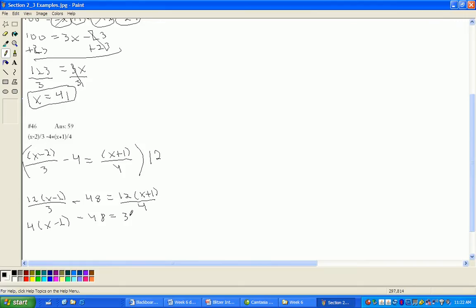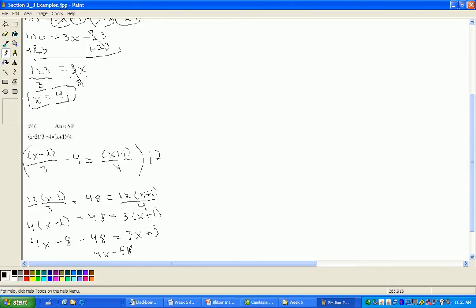Now we'll go ahead and distribute. We get 4x minus 8 minus 48 is equal to 3x plus 3. Now we go ahead and clean the left side up. That's going to be negative 8 minus 48 gives us a negative 56. We get 4x minus 56, excuse me, is equal to 3x plus 3.